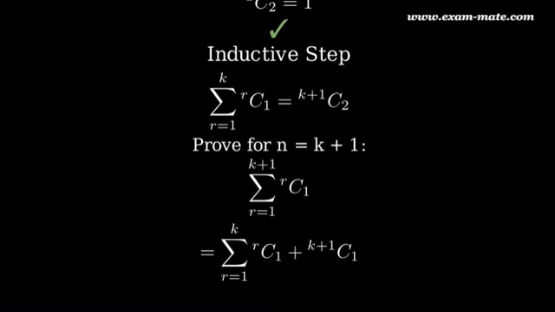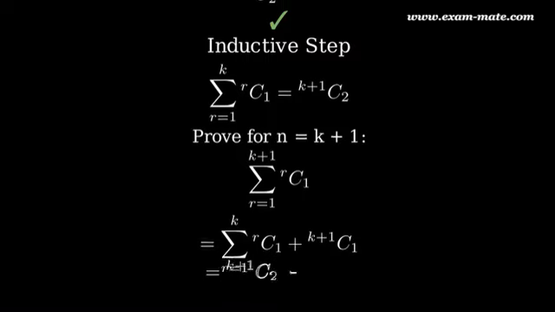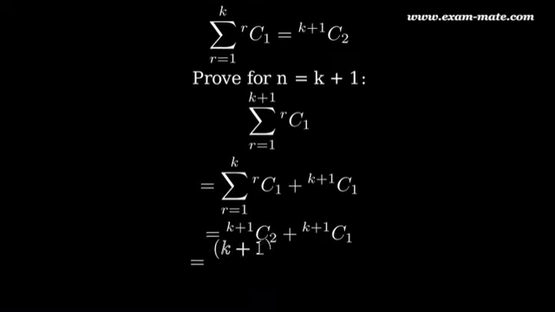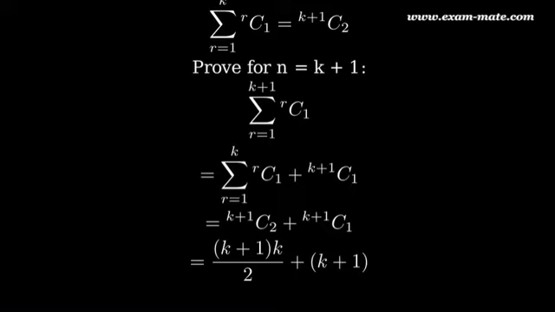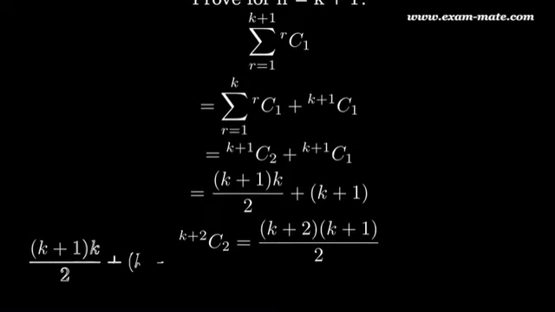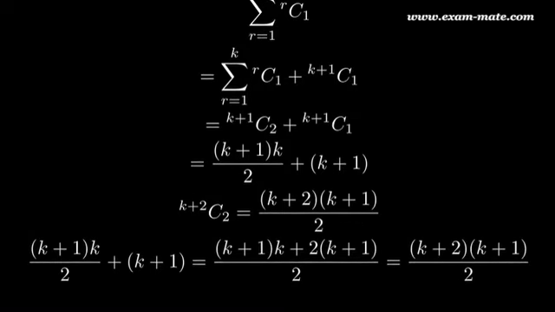The sum up to k, plus k plus 1 choose 1. Using our inductive hypothesis, we can substitute k plus 1 choose 2 for the sum up to k. Remember that k plus 1 choose 1 is just k plus 1. Now let's show this equals k plus 2 choose 2. We can write k plus 2 choose 2 as k plus 2 times k plus 1 divided by 2. Through algebra, we can show these expressions are equal.